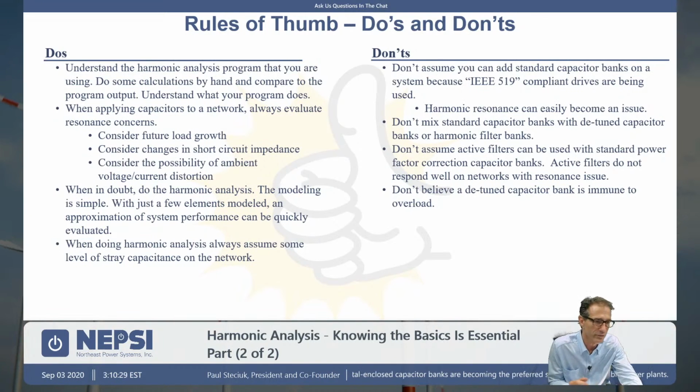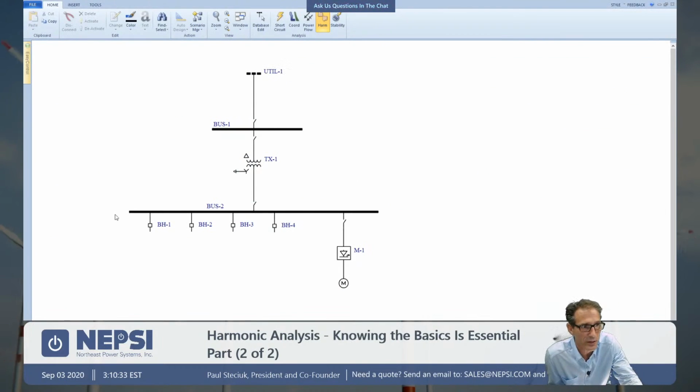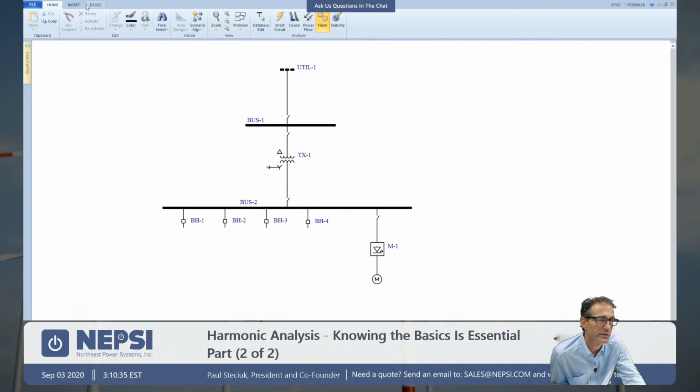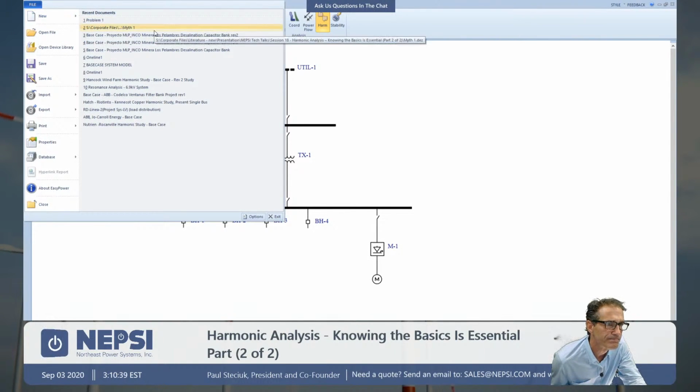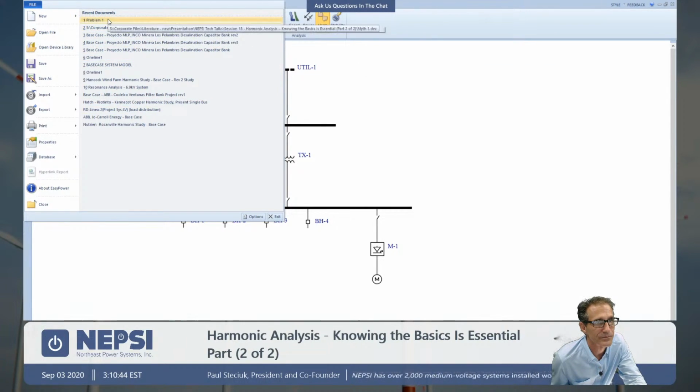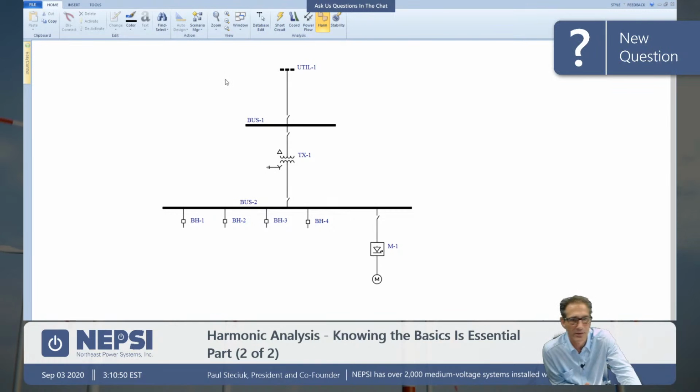I'm going to flip back over to EasyPower real quick. To develop a system like this... I don't really have a system that I can show you real quick. But to develop a system like this is 5 minutes. It's really about 5 minutes to develop systems, and you could develop something even much more complicated than this in as little as a half hour and come up with a result.